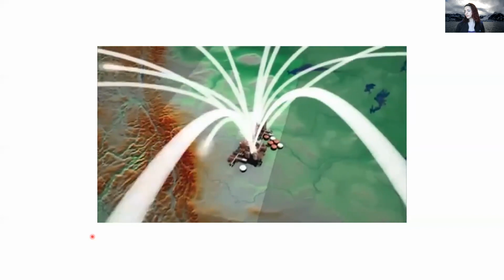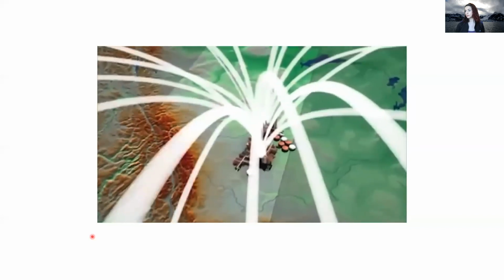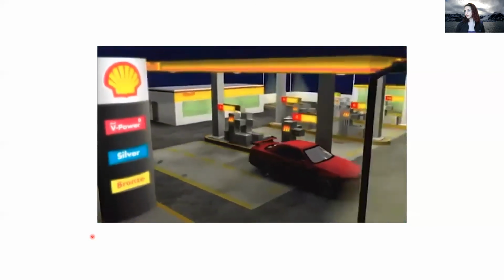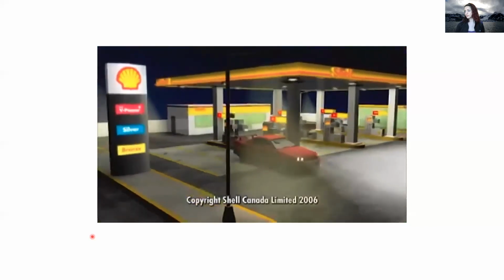Shell's synthetic crude products are then sent to refineries, including Shell's Scotford refinery next door, where the oil is turned into a variety of high-quality fuels that people use every day.